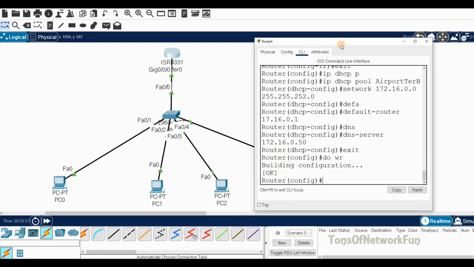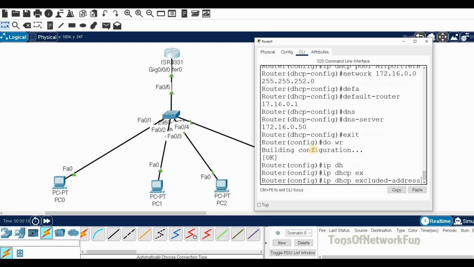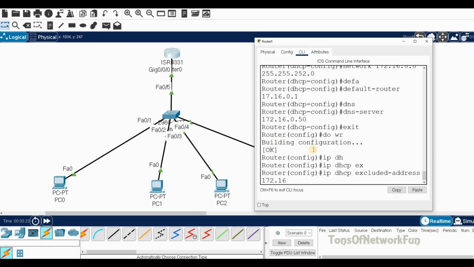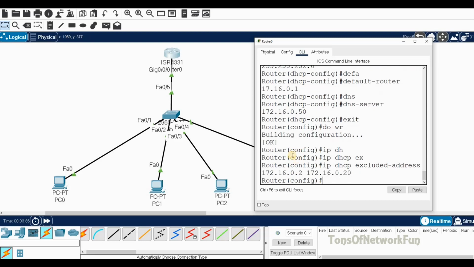This time we'll exclude some addresses. How to exclude addresses? We'll say ip dhcp excluded-address, and we'll start excluding from 172.16.0.2, because 1 is taken, we have provided it here. So from 2 until 172.16.0.20. I'm just doing it to show you how to exclude addresses with DHCP excluded-address.